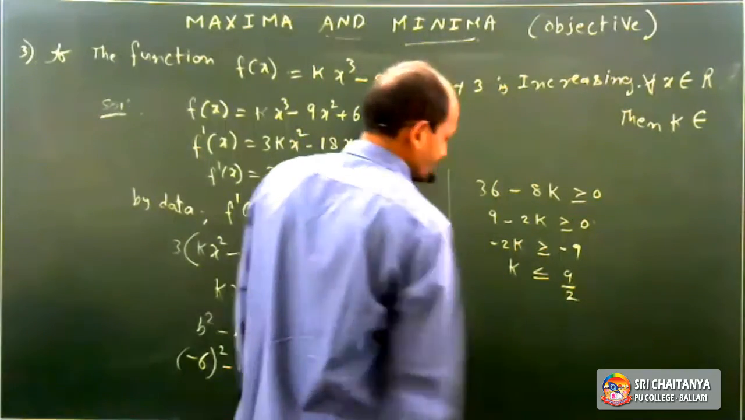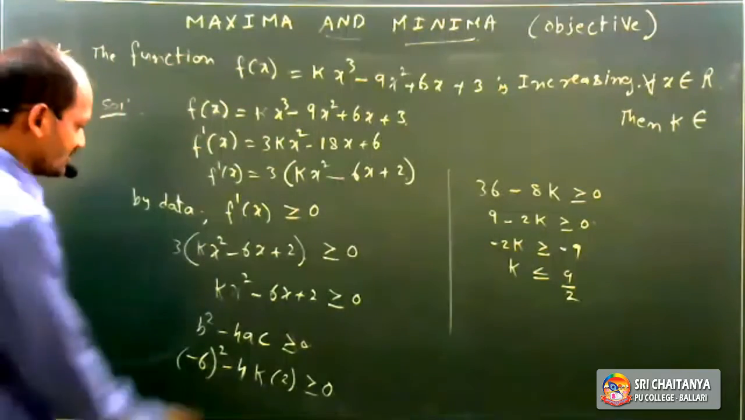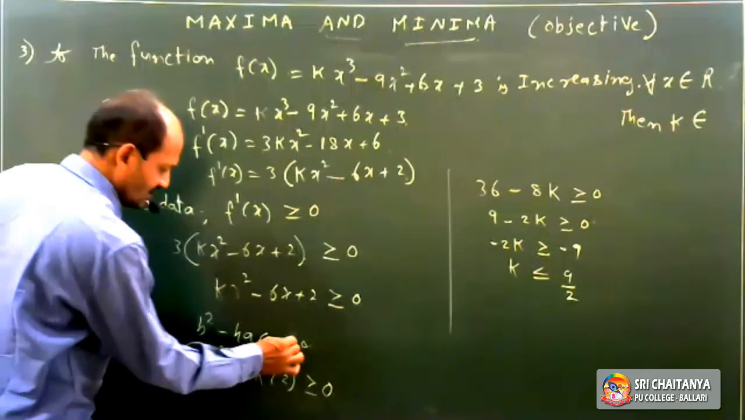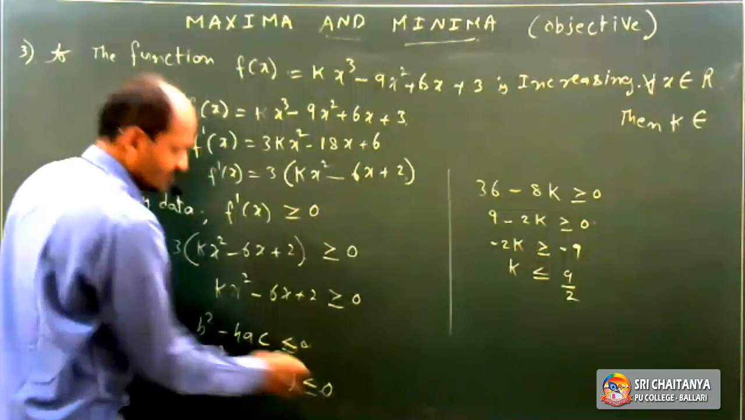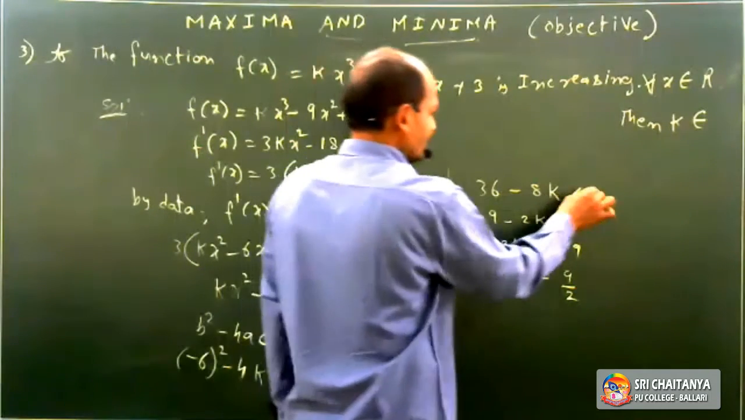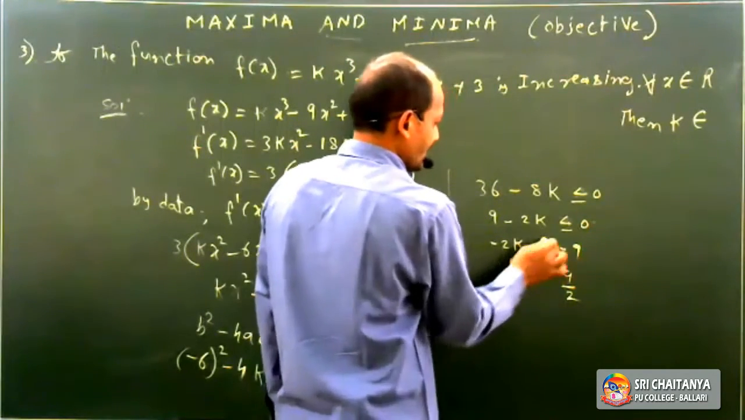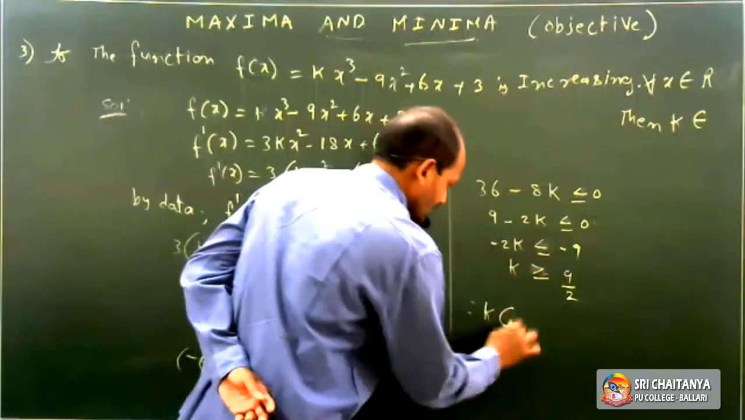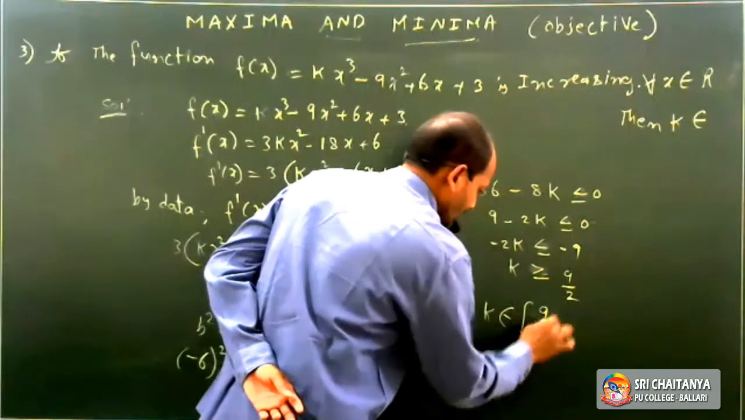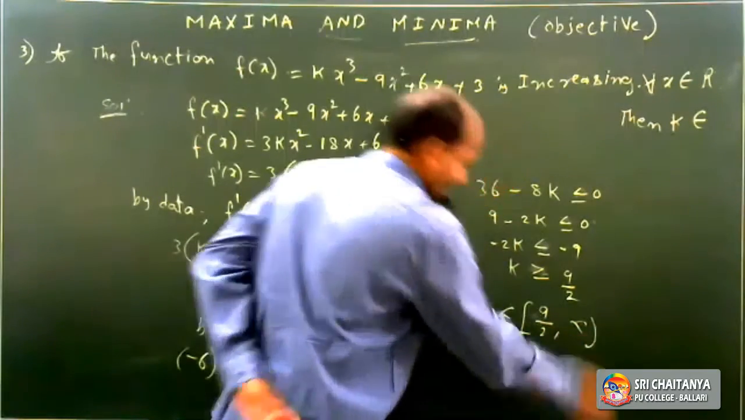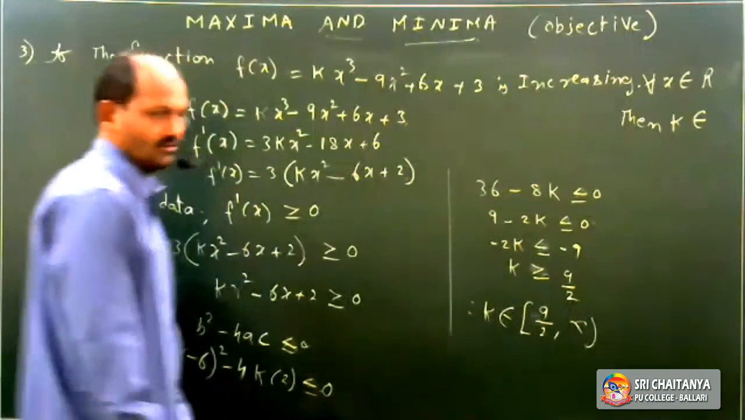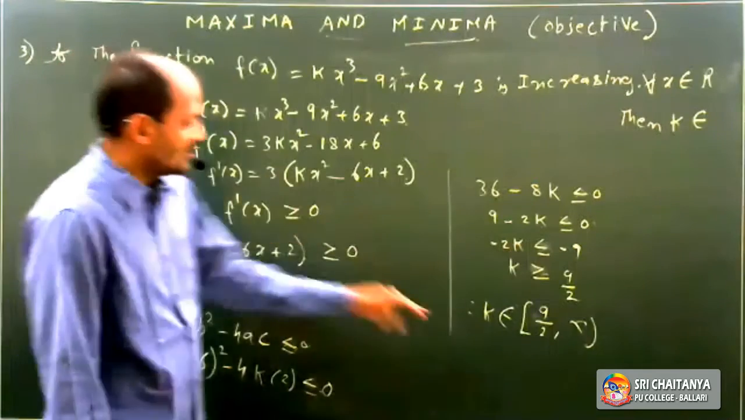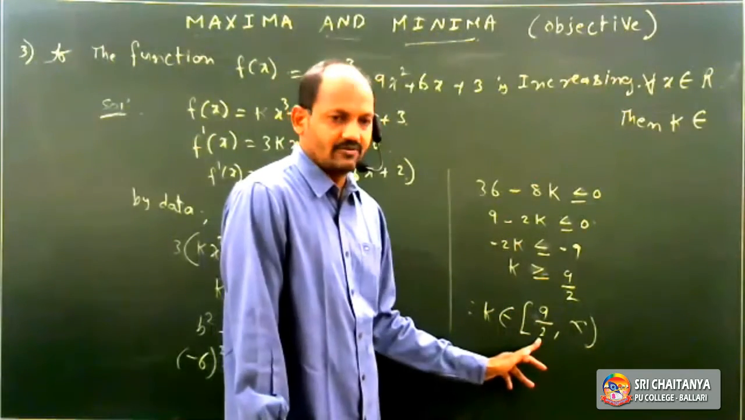9 by 2. Sorry, the discriminant is b square minus 4ac less than or equal to 0 before. So then in this interval it is greater than. Therefore k belongs to 9 by 2 to infinity. In case you have any doubt, verify. So 9 by 2 means 4.5.